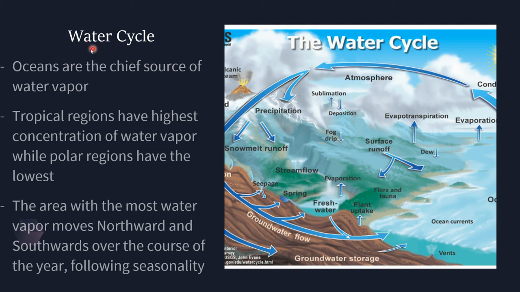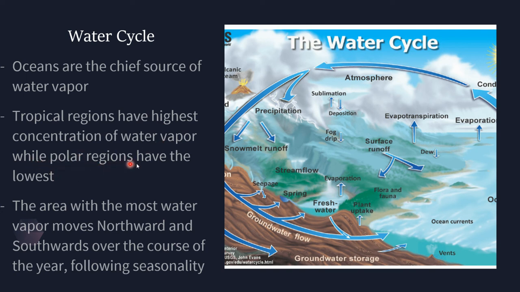So first of all, the water cycle, since most of our earth is covered with oceans, oceans are the chief sources of water vapor. And then tropical regions, you already studied about the tropical region, subtropical, southern and northern hemisphere. So these are the regions. The tropical region, where we can see much of the green things, trees and everything, has the highest concentration of water vapor because of the greenery; they take lots of moisture from the air.